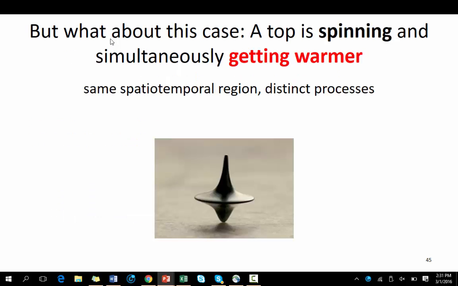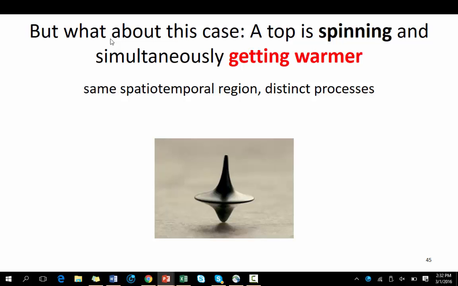Now let's take the simplest possible example of this. We have a spinning top. Now, as it happens, as the top spins, it also gets warmer. Now, the spinning and the getting warmer take place in exactly the same spatio-temporal region. And so, according to the view I just described, which is defended by many serious philosophers, there is only one process here, because a process is defined as everything which goes on in a certain temporal region. And that means that the spinning and the getting warmer are one and the same process.